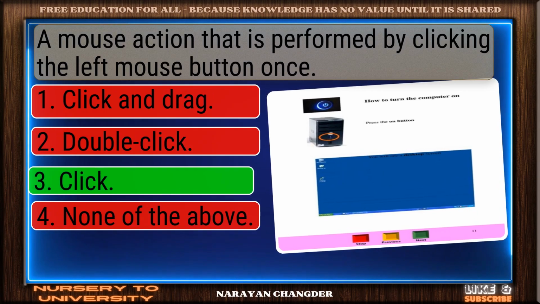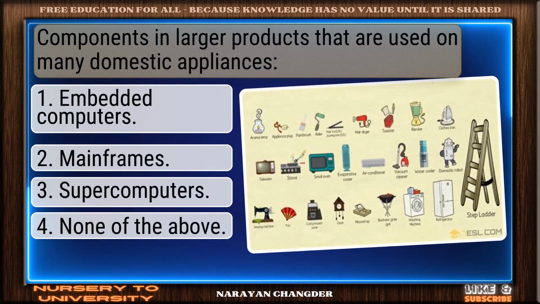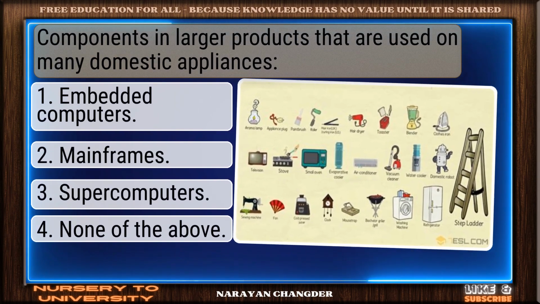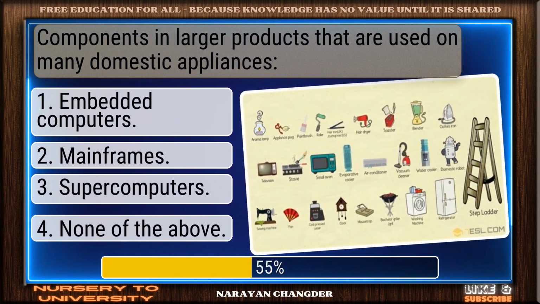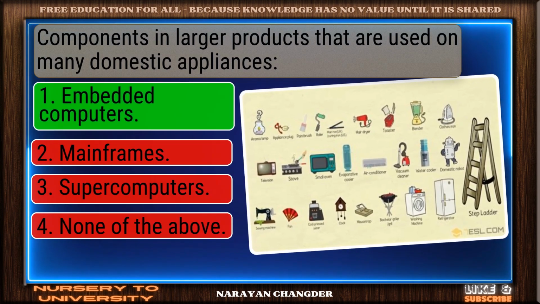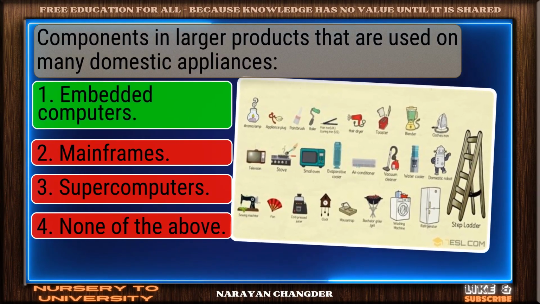On track. Click is correct. Components in larger products that are used on many domestic appliances. Excellent choice. Embedded computers is right.